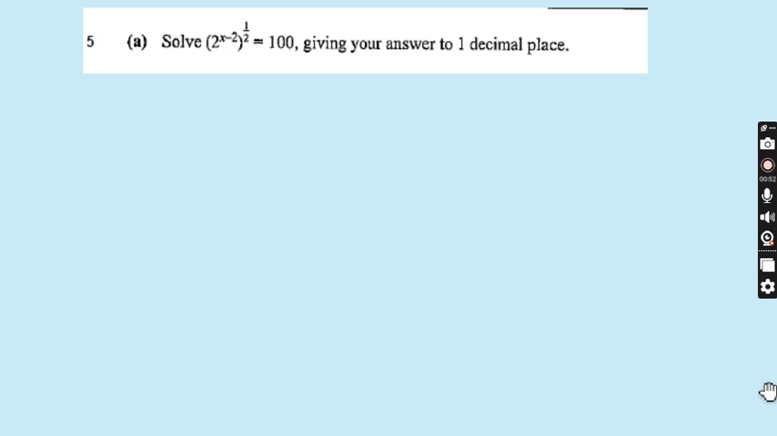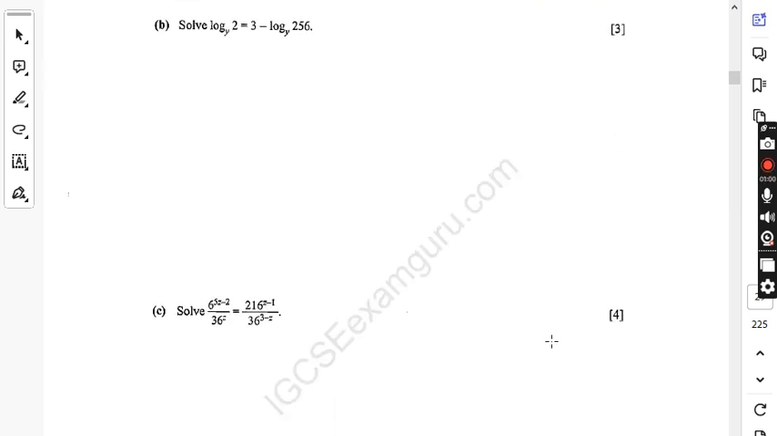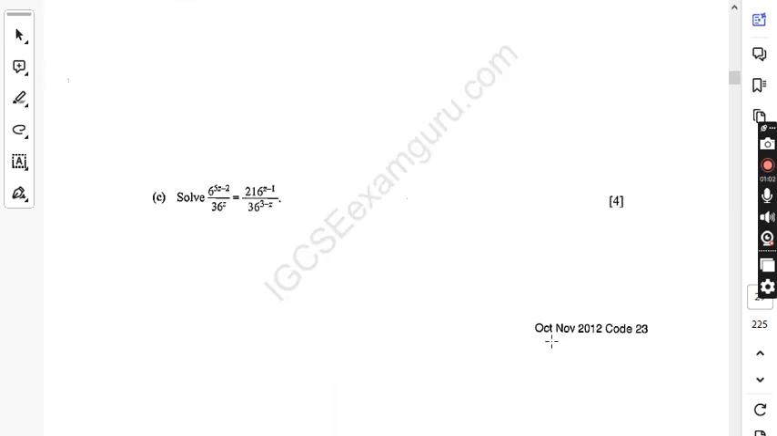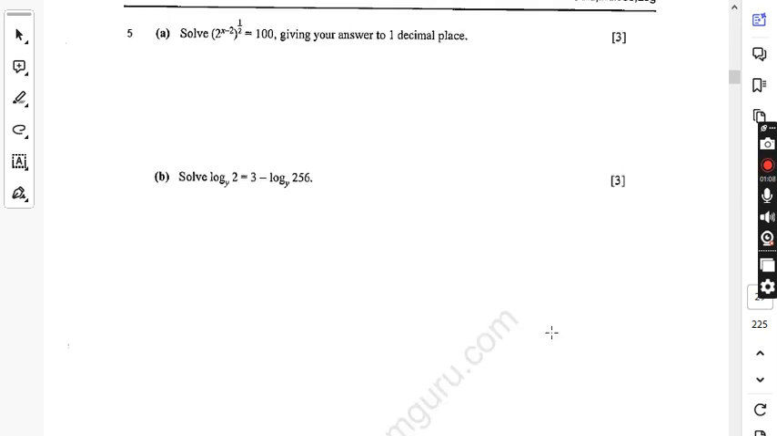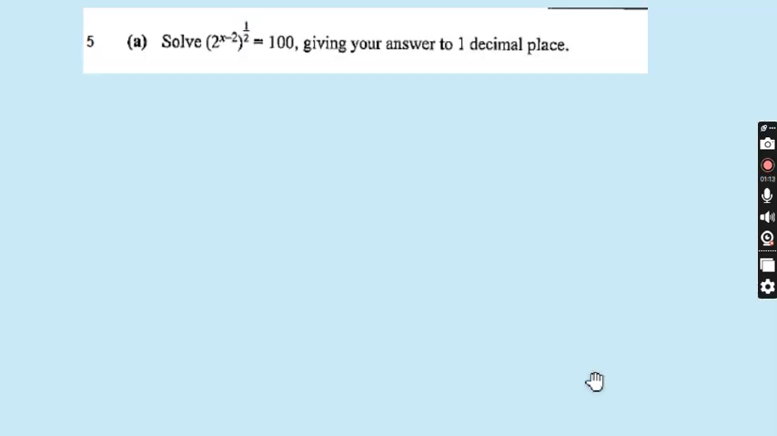Let's have a look. Question number 5, part A. This question came in October November 2012, paper 2 3. Solve (2 power x minus 2) whole power 1 upon 2 is equals to 100, giving your answer to one decimal place.